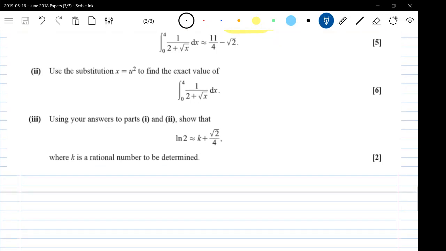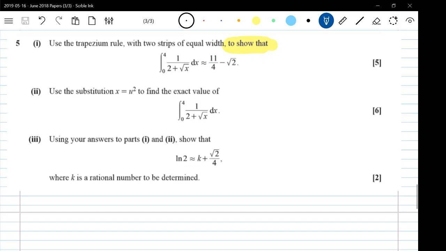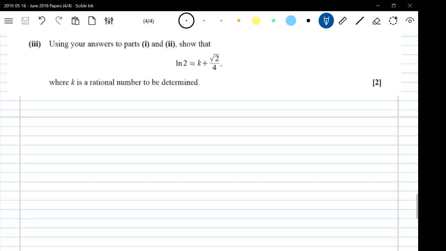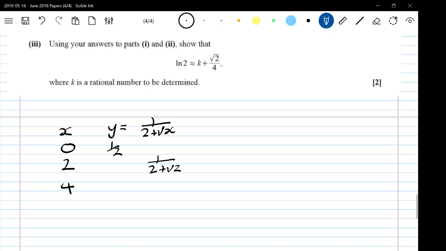So, right, how do we do the trapezium rule? 2 strips. I hate ones with 2 strips. So the x values are going to be 0, 2, and 4. The y value is 1 over 2 plus root x. So that is going to be 1 over 2, 1 over 2 plus root 2, and 1 over 2 plus root 4. So that's a quarter. So when we do the trapezium rule, the step size is 2.